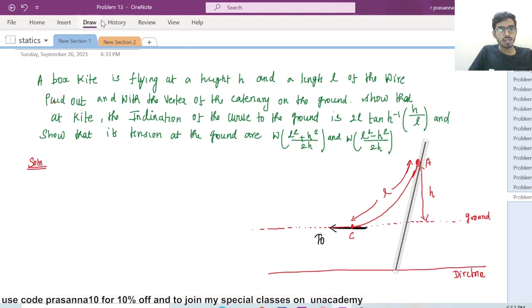Now let this angle be alpha, right? Let this angle be psi. This is what the basic diagram is. Now this is a tension T, and there is a tension T naught, and there is an angle psi. Now we need to show that this angle psi is equal to 2L times tanh inverse of h by L. Remember, there is 2h here, don't get confused. This L is inside the hyperbolic tan, and this h is the height of the kite from the ground level.